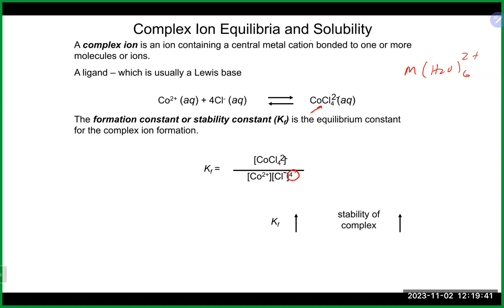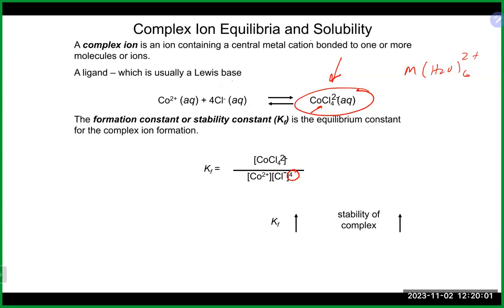As the Kf value increases, the stability of making a complex ion is increasing as well. That's our normal reasoning for K: if K increases, we have more products. On the product side, it's our complex ion, so obviously that's going to stabilize our complex ion.